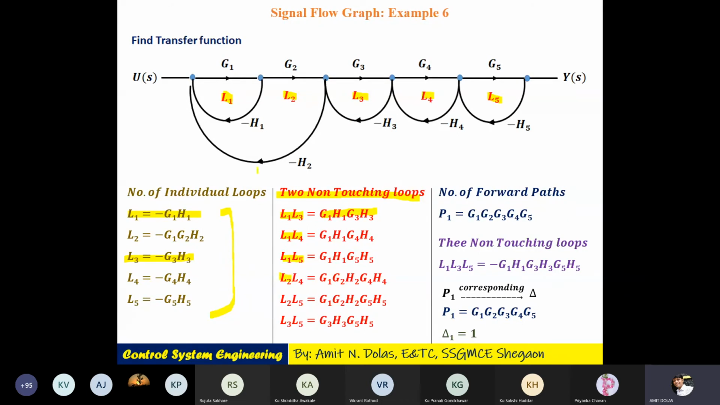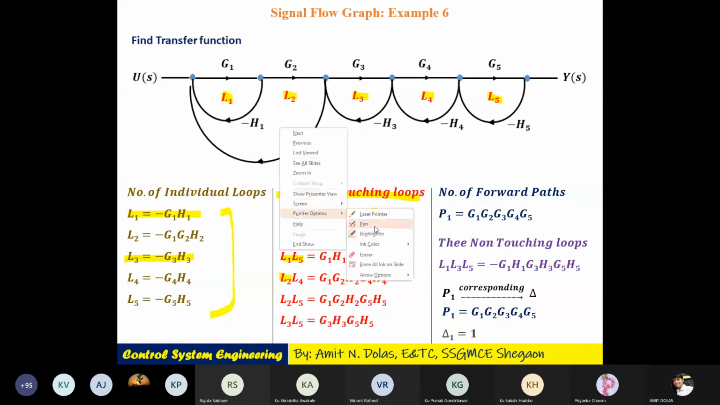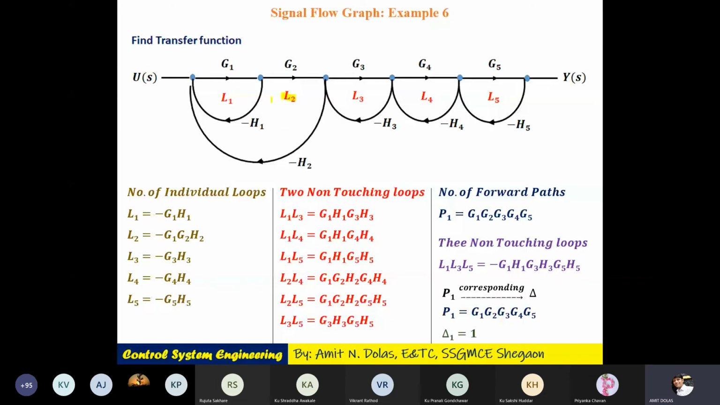So here L2 is connected to L1, so we cannot form L2 L1. It is also connected to L3, but this L2 is not connected to L4. So I'll write L2 L4. Take L2 and L4 multiplication from the previous step, you'll get this. Then L2 is simultaneously not touching L5, so I will use L2 L5. Taking L2 and L5 and multiplying them together, you'll get this equation.